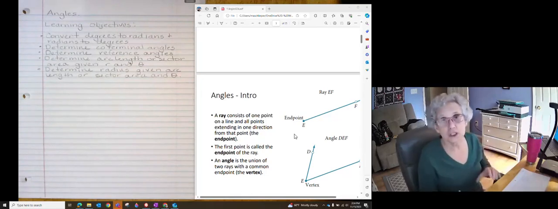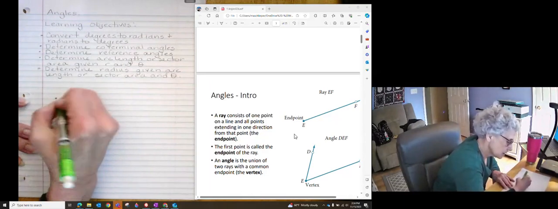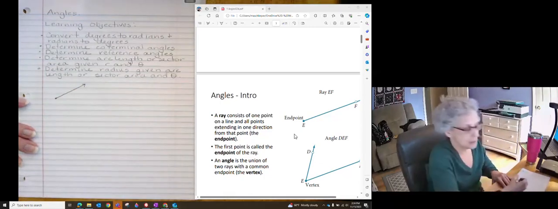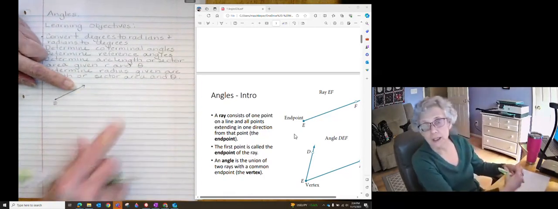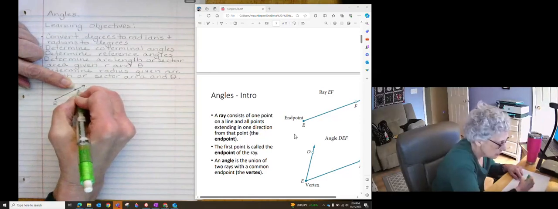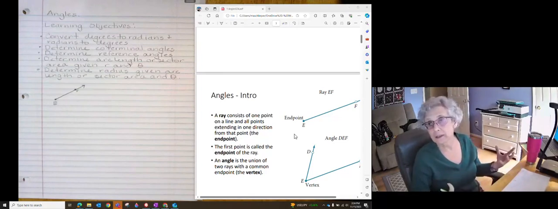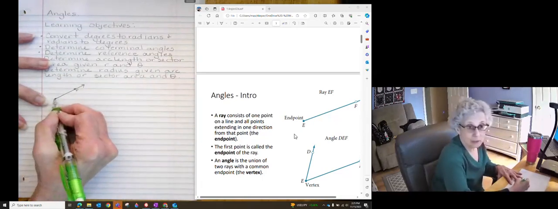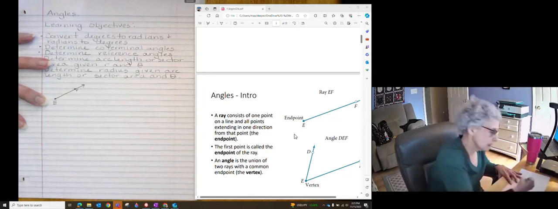You start out with just a ray, which has an endpoint and an arrow. So the endpoint here, E, and then the other side extends forever. We usually pick another point that lives along the ray so that we can name it. And we name it EF because the endpoint comes first, and then the point that lives along the ray comes second.